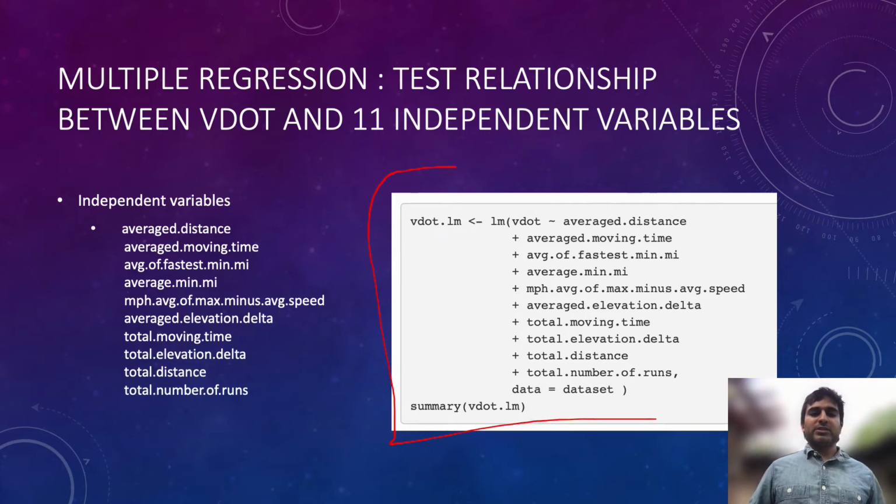You have the average distance, which is the distance across all of the runs averaged, so per run. Then you have the average minutes per mile, which is the average pace. You have the total moving time, which is aggregated across the entire 3-month training cycle for that marathon, or that VDOT.